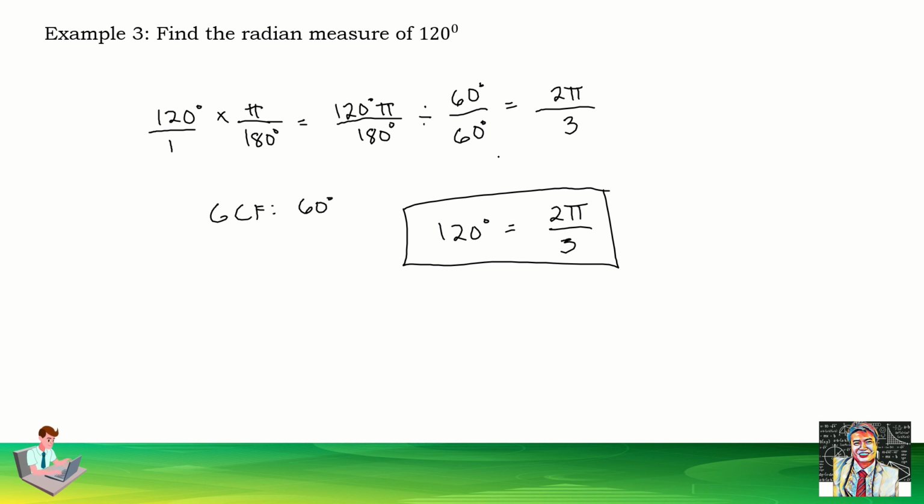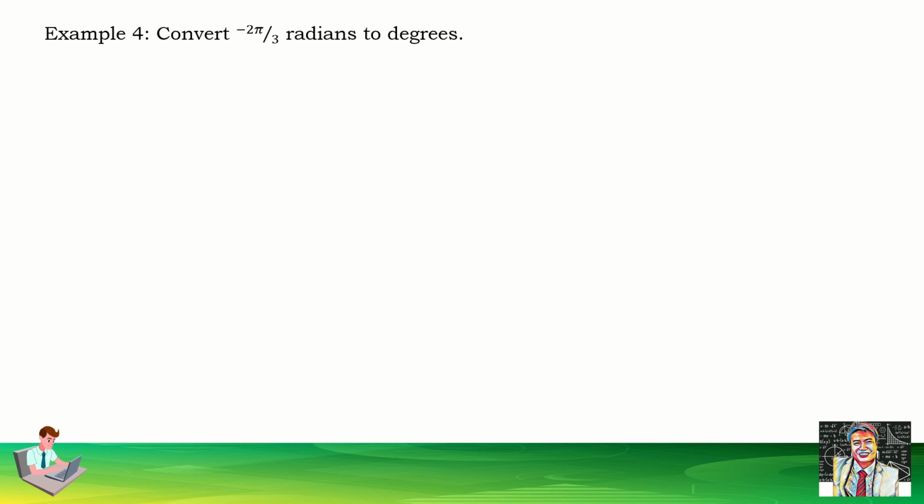Okay? So, proceed tayo. How about example number 4? Convert negative 2 pi over 3 radians to degrees. So, paano kung negative? Pwede ganun lang din. Kung negative ang radians, therefore, ang equivalent degrees niyan is negative din. Okay? So, kung negative ang degrees, therefore, negative din ang radians. So, tingnan natin. This is negative 2 pi over 3.